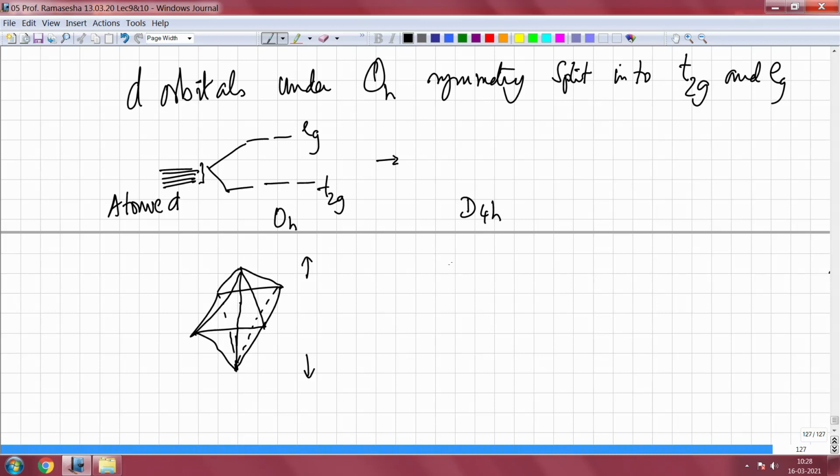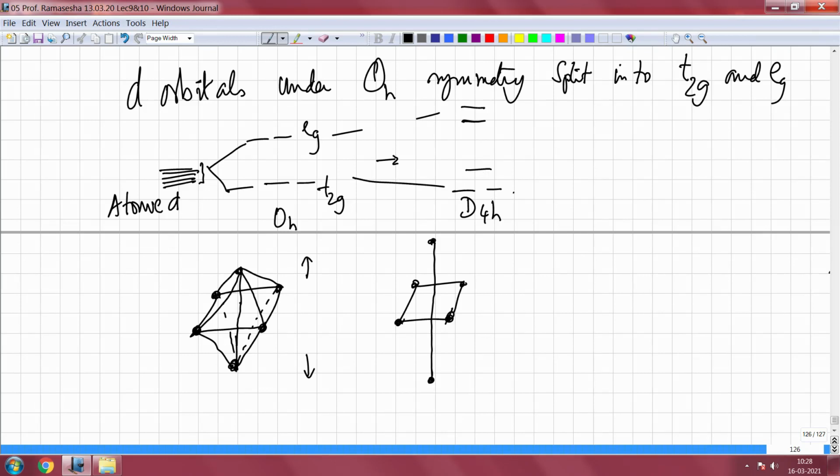Let us say that I pull along this, so that I have a square planar, and the ligand atoms along the z axis are far away. In this case, all the ligand atoms are equidistant, and in this case the ligand atoms move away. So, in this case what happens is the Eg orbital splits and the T2g orbitals also split. T2g will split into a doubly degenerate one and a non degenerate one.